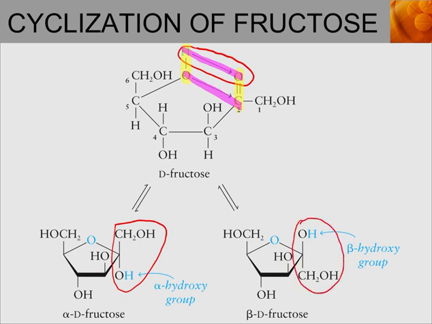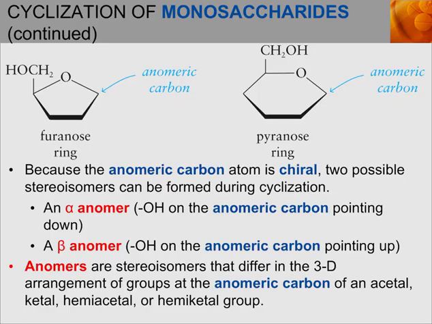So again, that carbon 1, the carbon that used to be the carbonyl carbon, that is going to be our anomeric carbon. Now, because that anomeric carbon is chiral, there's two possible stereoisomers that can form during cyclization, as we saw with glucose and fructose. So we call those alpha and beta anomers.